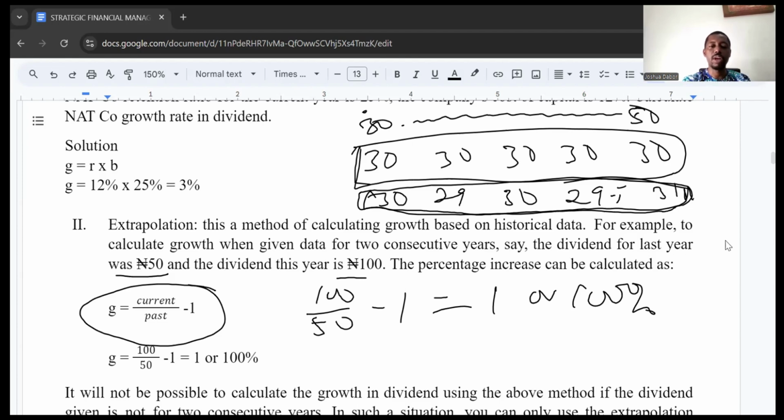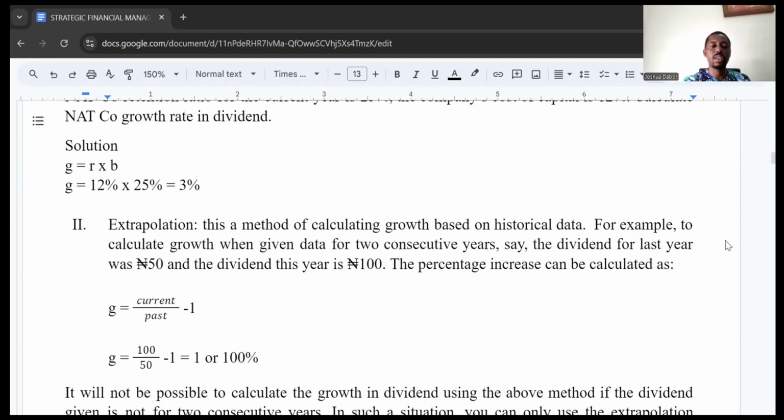Normally, you can also say percentage increase is equal to 100, which is what it is today, minus 50, what it was last year, all over 50, what it was last year. So the increase is 50 over 50 times 100. This will also give you 100% or 1. Here we just have 2 consecutive years, last year and this year, so it's very easy to calculate using this method.